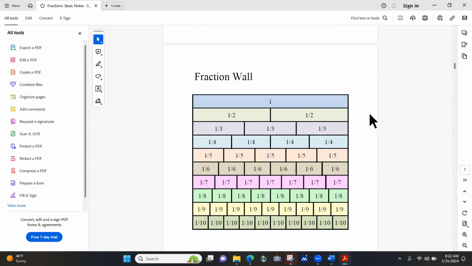Okay, this is a nice thing to see. On the very first line, I have 1 whole. Let's say these are candy bars. On line 2, I have 2 halves. 2 halves make a whole. On line 3, I have 3/3, 1/3, 1/3, 1/3. They together make a whole. On the fourth line, I have a quarter 4 times. So if you take one whole candy bar, cut into 4 parts, you're going to get 4/4.